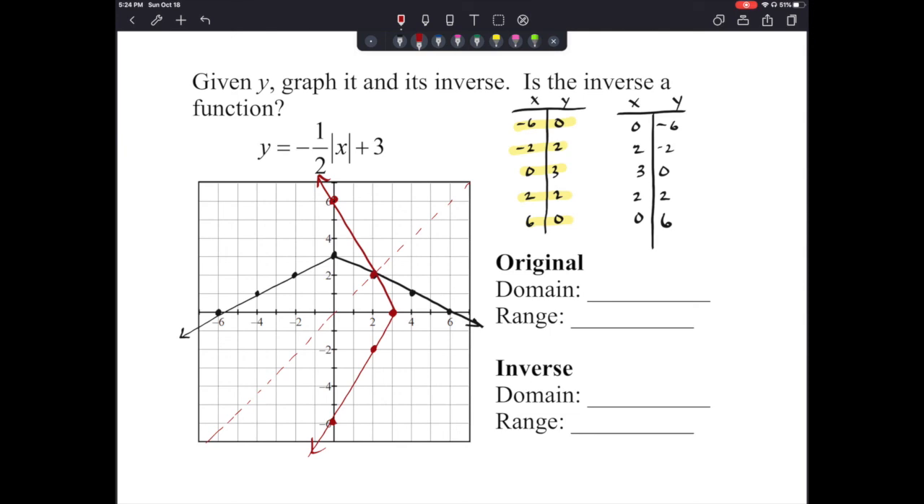Our domain for the original is going to end up being all real numbers. Our range goes from -infinity all the way up to 3, and that includes 3. And so I already know here that this range is going to become my new domain for the inverse. So I'm going to say -infinity all the way to 3. And then my original domain becomes my new range. So that's going to be all real numbers.